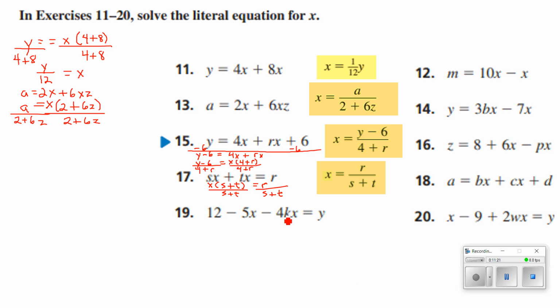All right, again, we're trying to get x by itself. I can't go ahead and factor out x from 12, so I'm going to subtract 12 from both sides, leaving me with negative 5x minus 4kx equals y minus 12.